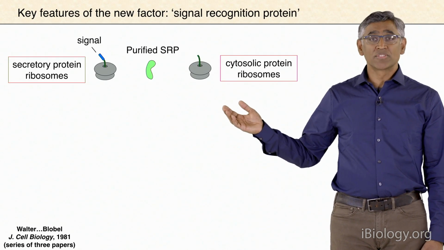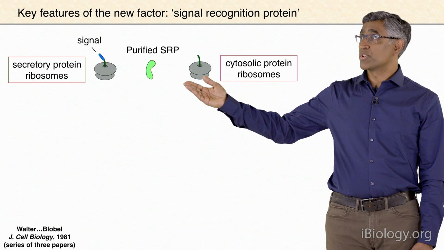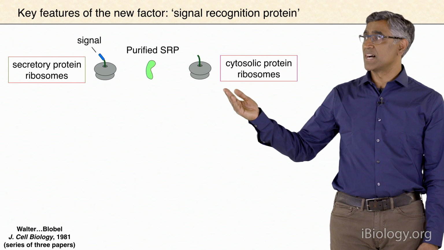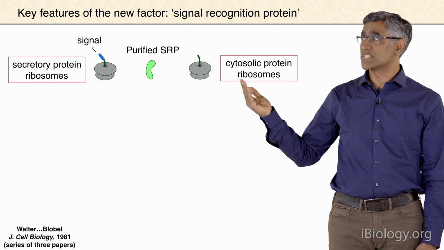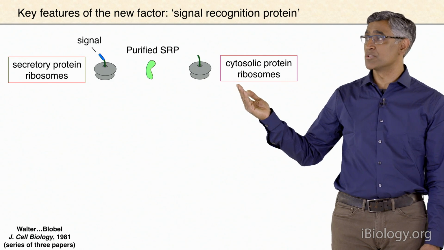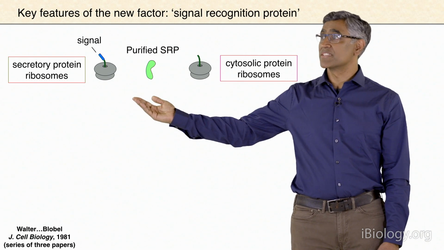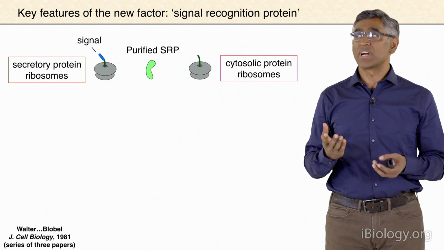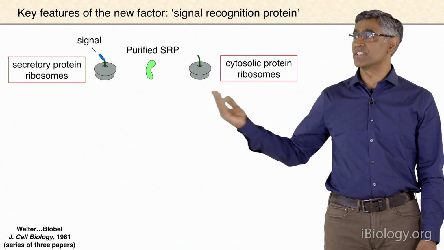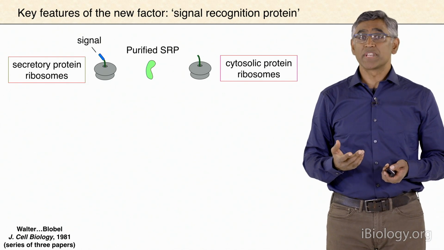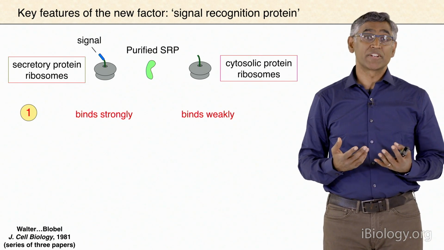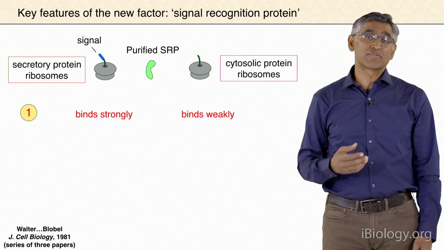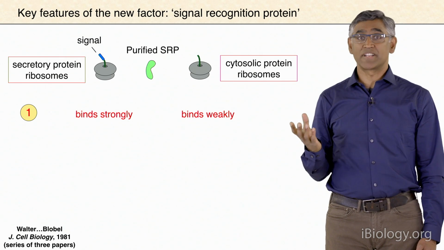So he did a whole series of experiments because now he had purified SRP, which is signal recognition particle, and he also had the ability to synthesize cytosolic proteins, so he could have ribosomes synthesizing cytosolic proteins and ribosomes that were in the process of synthesizing secretory proteins. And he could then test the properties of SRP relative to its ability to engage with either of these two types of ribosomes. And what he was able to show is that SRP binds very strongly to ribosomes that are synthesizing a secretory protein, but binds rather weakly to a ribosome that's synthesizing a cytosolic protein.